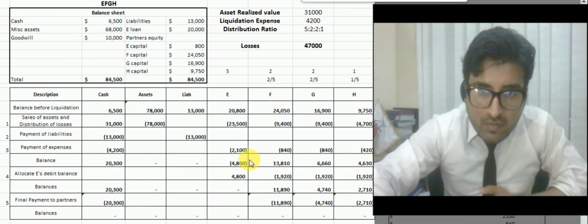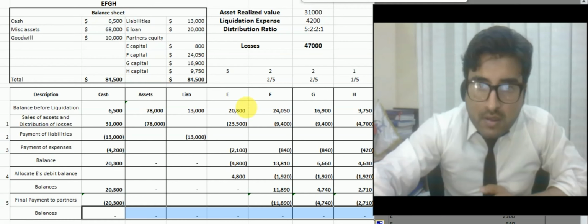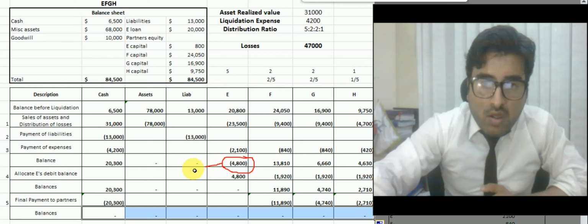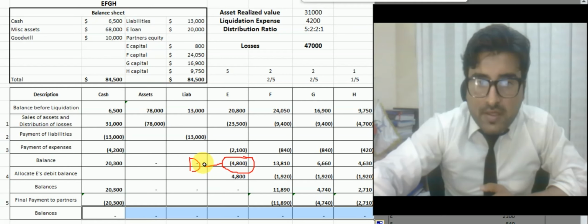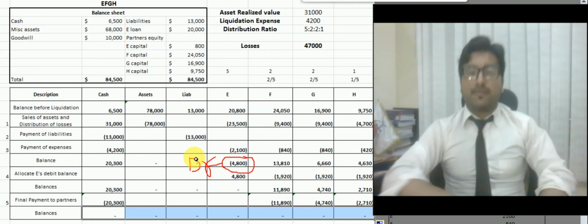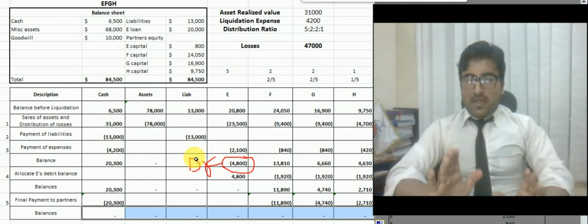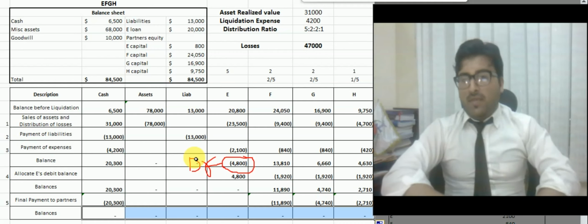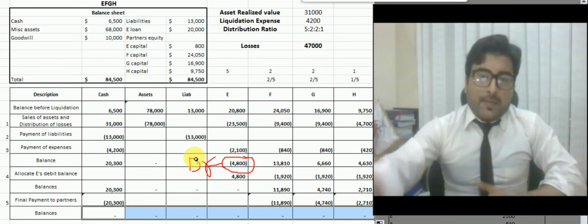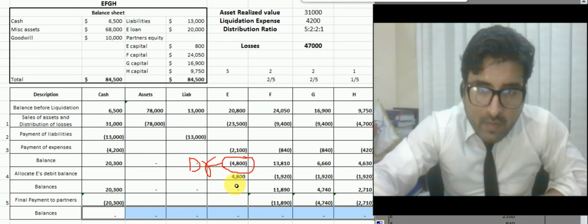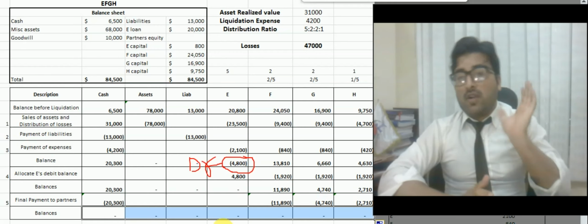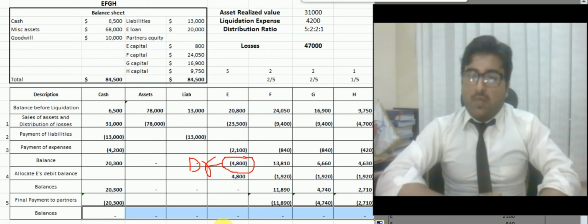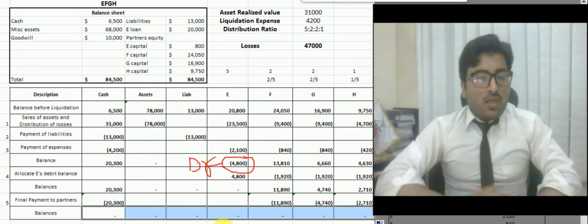Okay, here it is negative. Dear students, this negative balance which we have allocated is also called a debit balance. Which balance? DR, debit balance. Simply, any individual partner's balance when it becomes negative, we call it a debit balance. Okay, now we have allocated the debit balance also, and finally whatever is left in cash at hand, we have distributed to the partners. Okay, so I hope you got it.